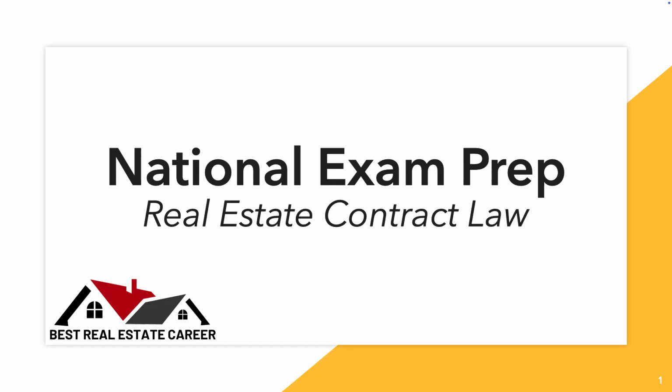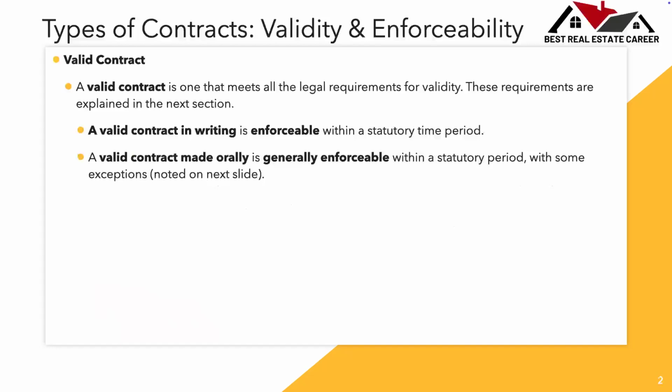So let's jump into this and talk about the types of contracts, their validity, and their enforceability. The very first thing we have is a valid contract. A valid contract is one that meets all legal requirements for validity. We're going to talk about those in the next section. But what we're looking at is that a valid contract must be in writing to be enforceable within a statutory period of time.